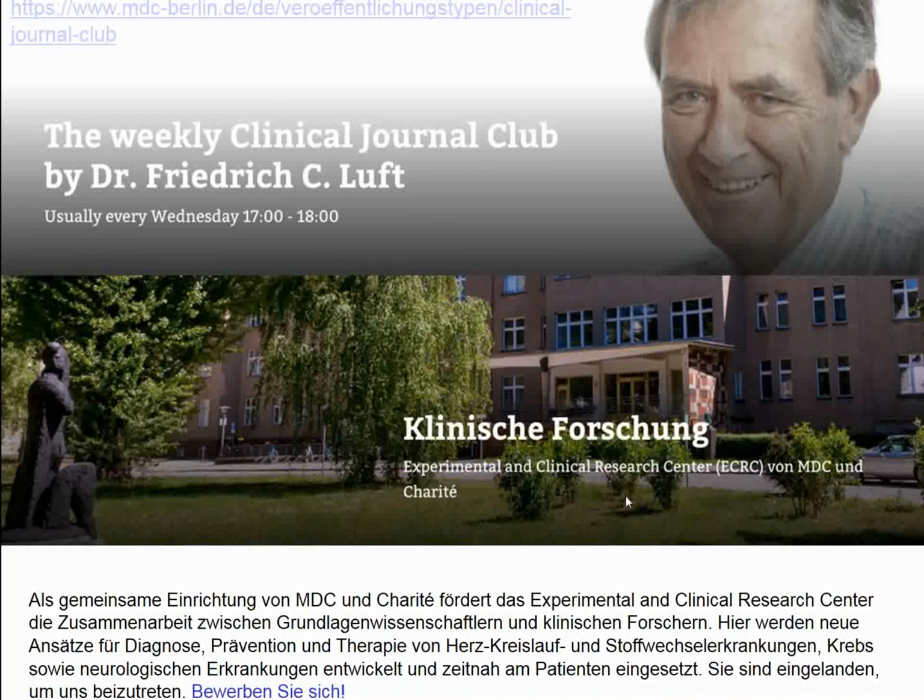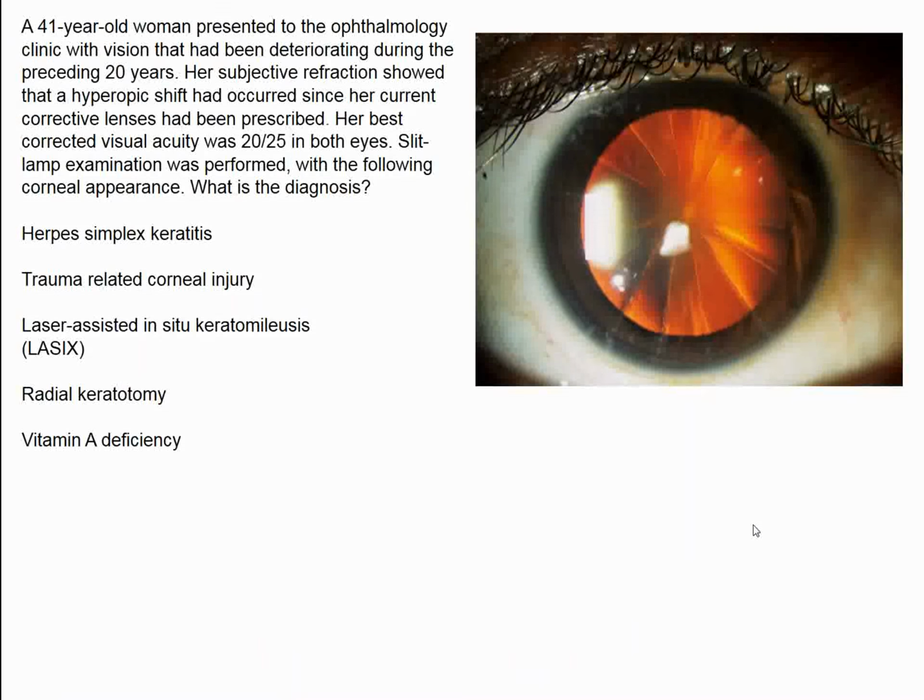In the New England Journal this week, we see this picture, and it's about a 41-year-old woman who presented to the eye clinic because her vision has been getting worse. This is a slit-lamp picture, and we can see that her pupil's been dilated, probably with homatropine or some other pharmacological compound. So her pupil's widely open, and we can see her cornea, and we're asked, what is this?